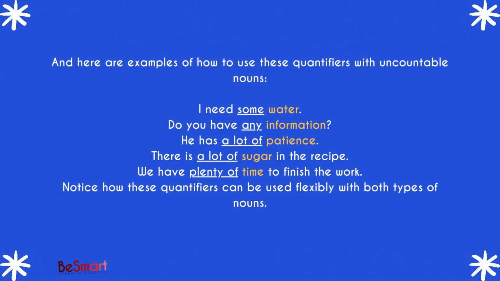And here are examples of how to use these quantifiers with uncountable nouns. I need some water. Do you have any information? He has a lot of patience. There is a lot of sugar in the recipe. We have plenty of time to finish the work. Notice how these quantifiers can be used flexibly with both types of nouns.